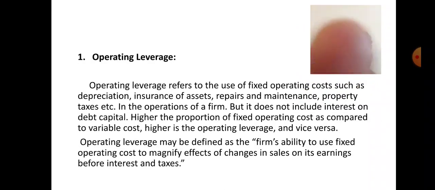Operating leverage. Operating leverage refers to the use of fixed operating costs such as depreciation, insurance, asset repair and maintenance, and property taxes in the operation of a firm, but it does not include interest on debt capital. The higher the proportion of fixed operating cost compared to variable cost, the higher the operating leverage, and vice versa. Operating leverage may be defined as the firm's ability to use fixed operating cost to magnify the effect of changes in sales on its earnings before interest and taxes.